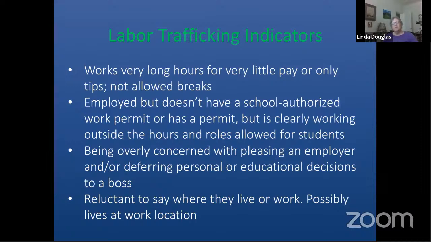They may be employed, but they don't have a work permit, a school authorized permit, and they're clearly working outside the hours and the roles allowed for students. They're also really concerned with pleasing that employer or deferring personal or educational decisions to their boss. It's just, I need to check in with my boss. I need to ask my boss if that's okay. And they're also reluctant to say where they live or work because they may actually be living at the place that they're working.